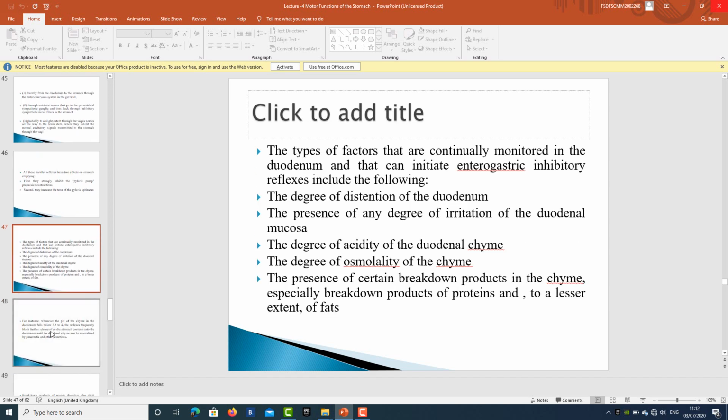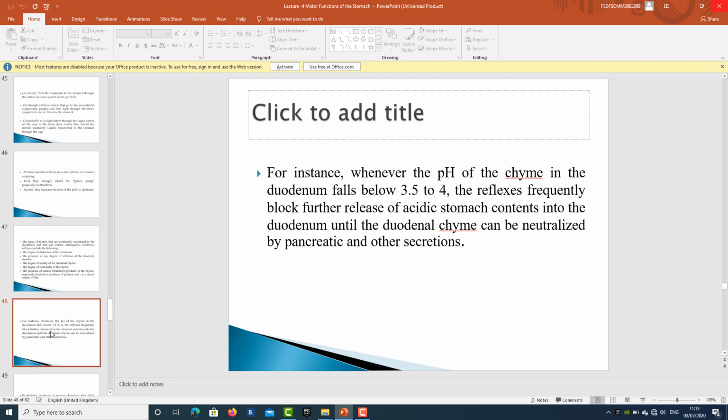Now, the types of factors which are continually monitored in the duodenum and that can initiate the enterogastric inhibitory reflexes are the degree of distension of the duodenum, the presence of any degree of irritation in the duodenal mucosa, the degree of acidity, the degree of osmolality, and the presence of certain breakdown products in the chyme, especially the breakdown products of protein and, to a lesser extent, of fats. They are going to initiate the enterogastric inhibitory reflexes.